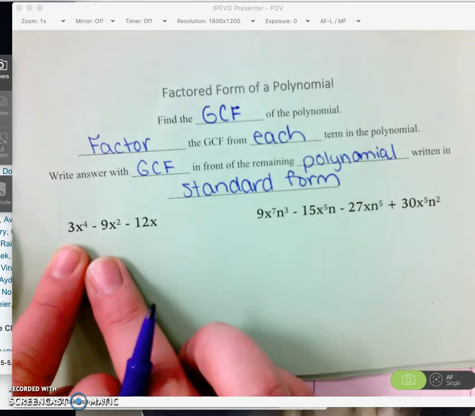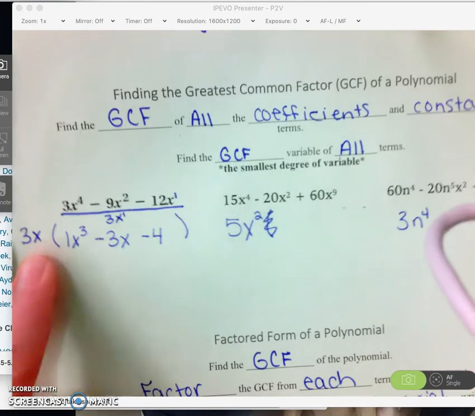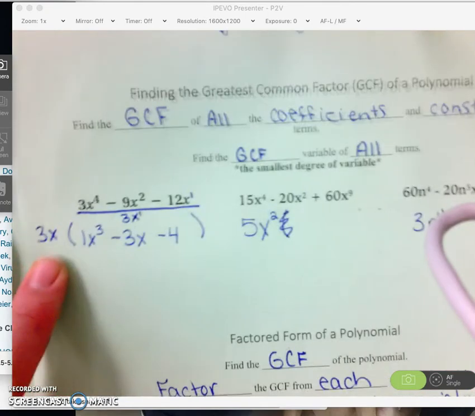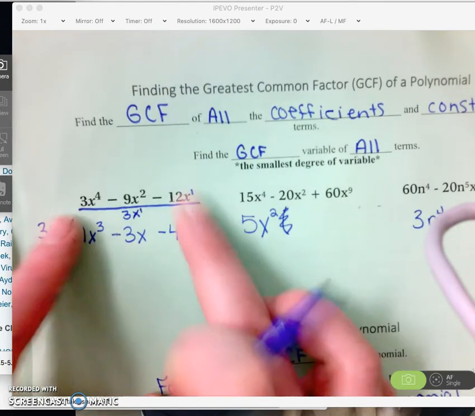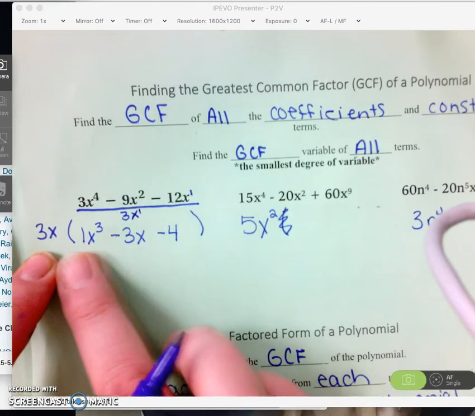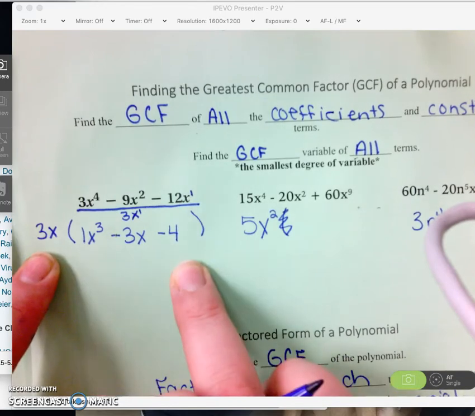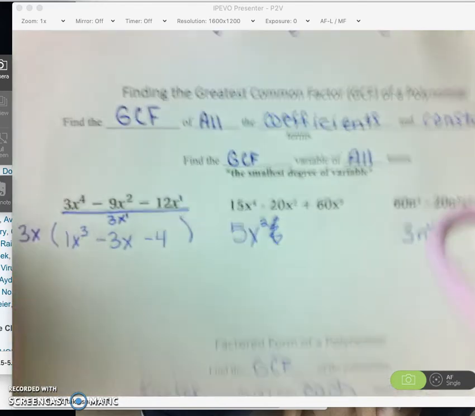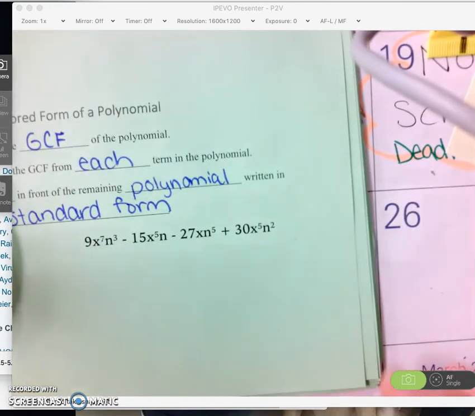So looking here, our first problem, 3x to the 4th, and this is the one I did already. This is the one I did up here. So 3x is going to be our greatest common factor. I'm going to write it out front, and then I can factor the 3x out of all of this, and then this is my new polynomial written in standard form. Okay, this one, this one's complicated.